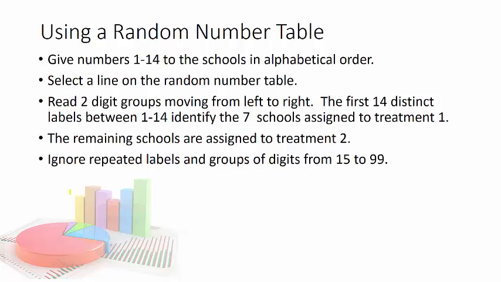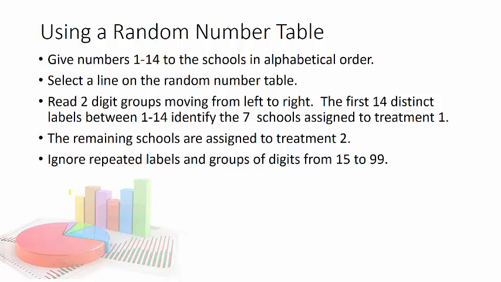Now, you could make this work a little easier because 14 is kind of low. You'd be ignoring a lot of digits. Maybe you could multiply by, let's see, 7 would be 98. So you could say 1 to 7 is the first school, 8 to 14 is the next school. And then remember that you need to specify what you're doing with 00. Okay?